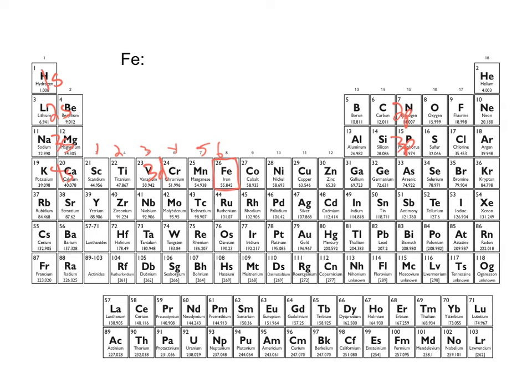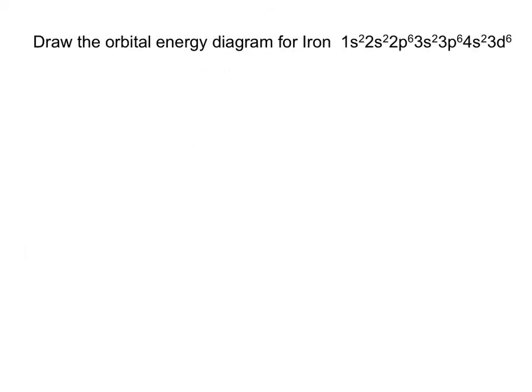So the electron configuration is going to be 1s2, 2s2, 2p6, 3s2, 3p6, 4s2, and then 3d6. Alright, so I've got the electron configuration rewritten here, and I'll label my y-axis.